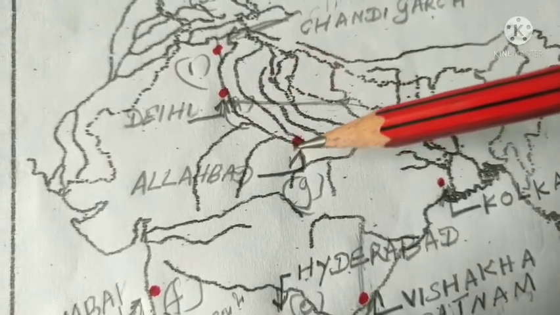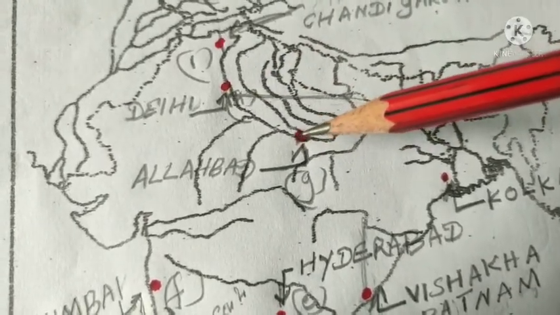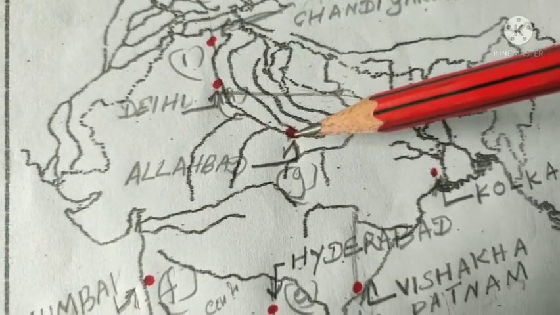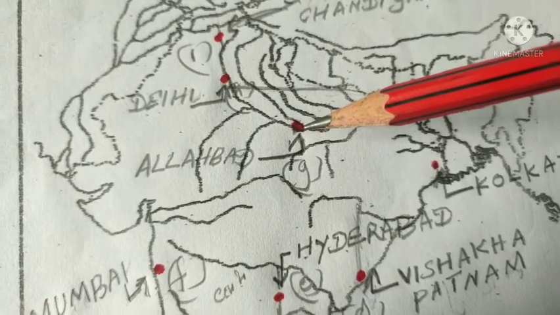Next is Allahabad. So where is Allahabad? Allahabad is where Yamuna and Ganga meet, so inside this place you have to mark Allahabad, not outside.